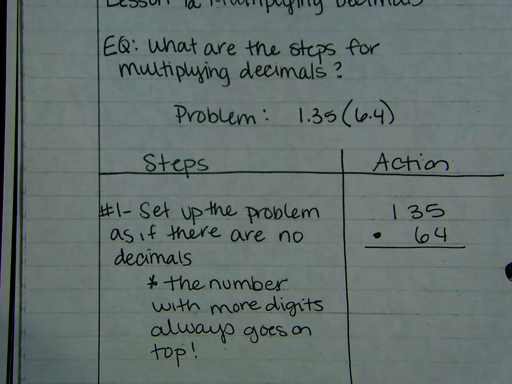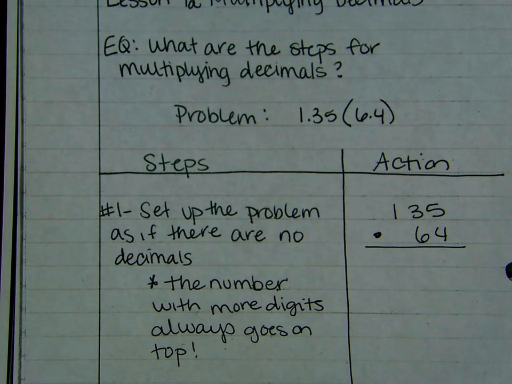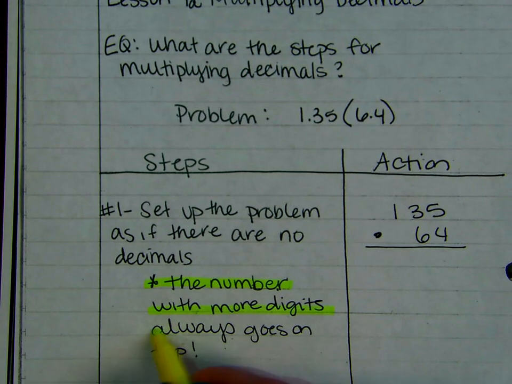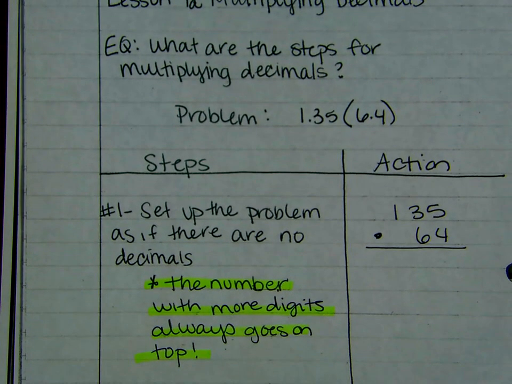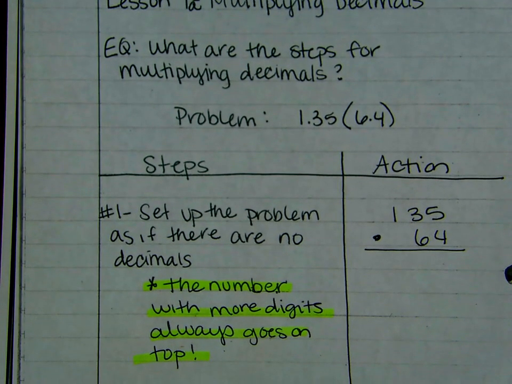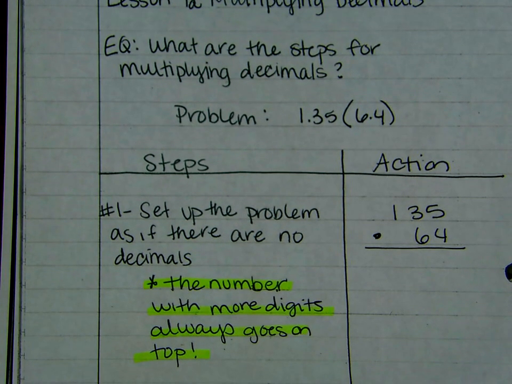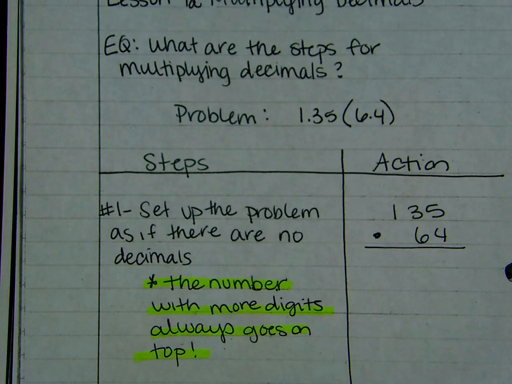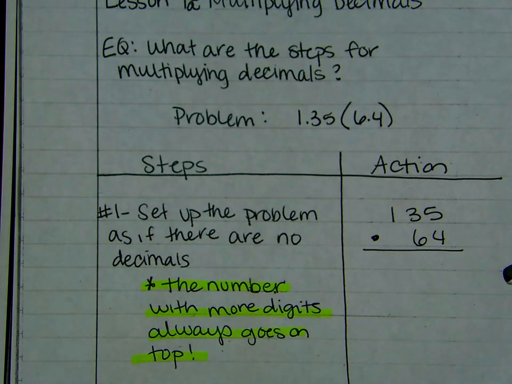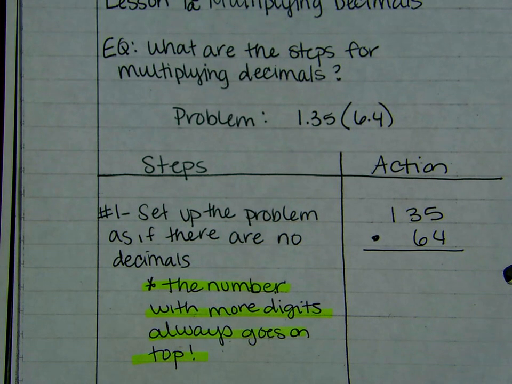Now, one key piece that we want to make sure that we remember is when we're multiplying, the number with more digits always goes on top. So if instead of being 1.35 times 6.4, this happened to be 6.4 times 1.35, we would always put the 1.35 on top, because it is very difficult to do two digits on top and three in the bottom, whereas it's a lot easier to go three digits in the top of a multiplication problem and two digits on the bottom. So once again, the number with more digits always goes on top.